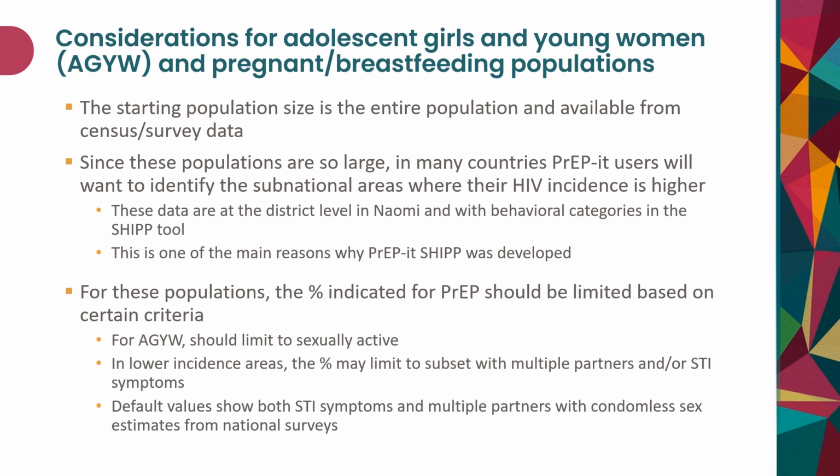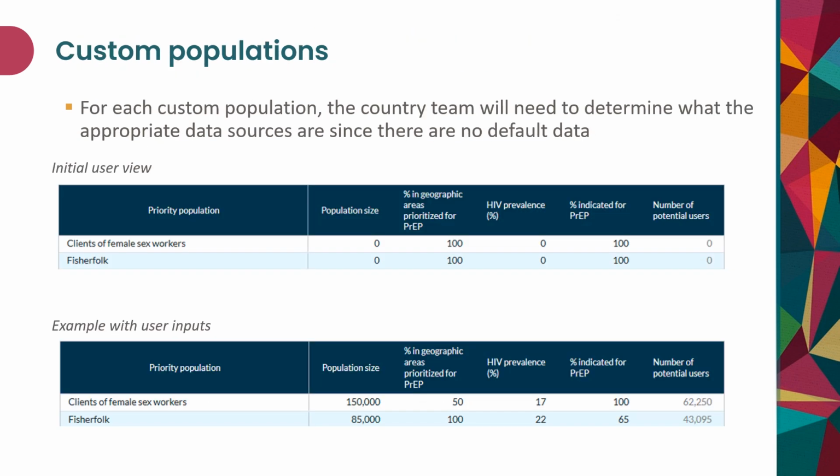For these populations, the percent indicated for PrEP should be limited based on certain criteria. For AGYW, PrEP should firstly be limited to those who are sexually active. In lower incidence areas, you may want to limit to a subset of this population with multiple partners or with STI symptoms. The default values show both of these metrics from national surveys. For custom populations, remember that no default values are provided, and you will need to determine what the appropriate data sources are.